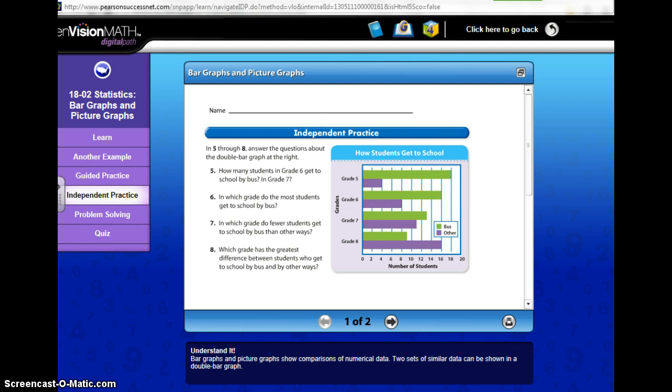In which grade do the most students get to school by bus? What grade is that? Brendan? Grade 5, you're right. In which grade do the fewest students get to school by bus, Brendan? Grade 8, you're right. Which grade has the greatest difference between those who get to school by bus and other ways? Which grade has the biggest difference? Alexis? 5th grade. What is that difference, by the way? 14. That's right.